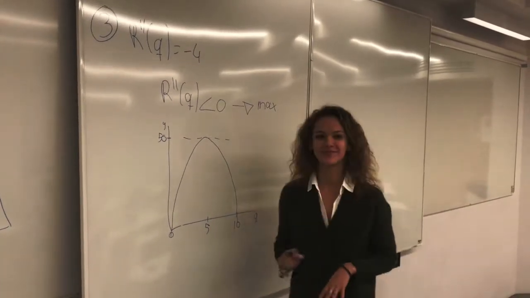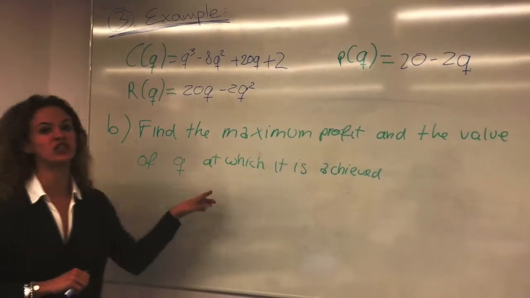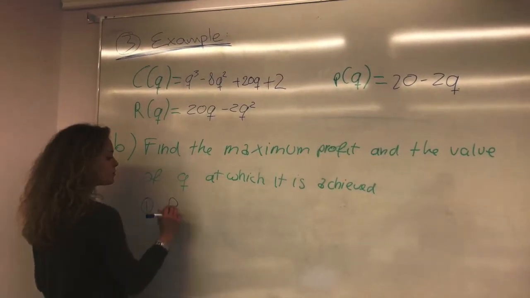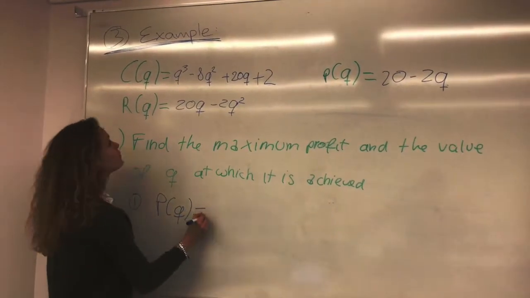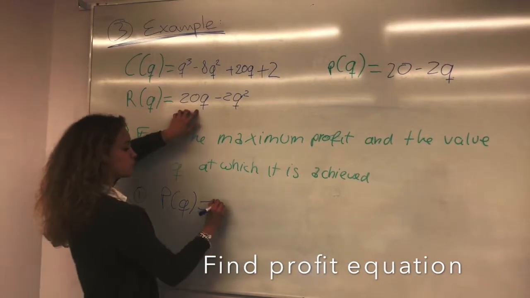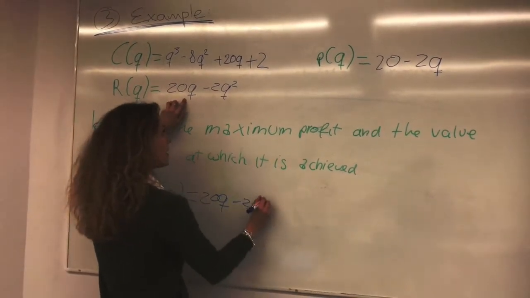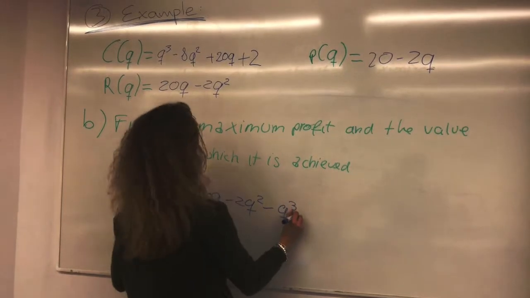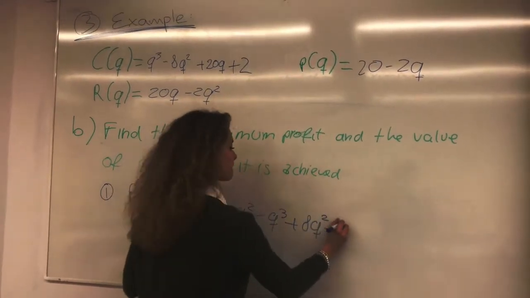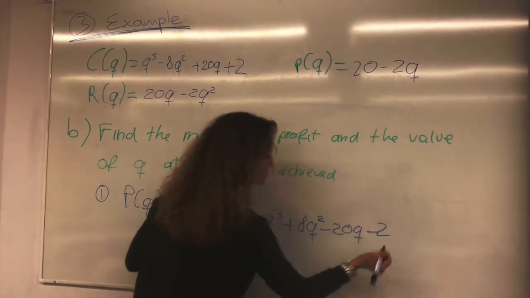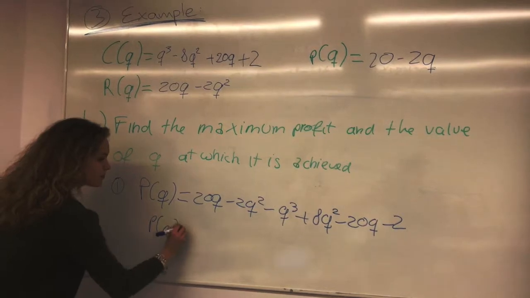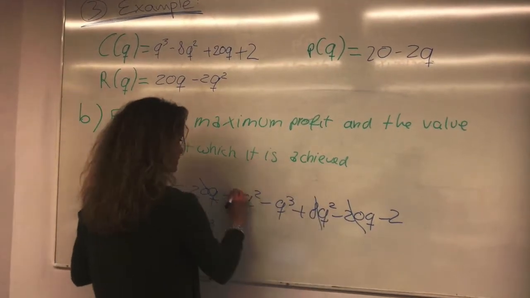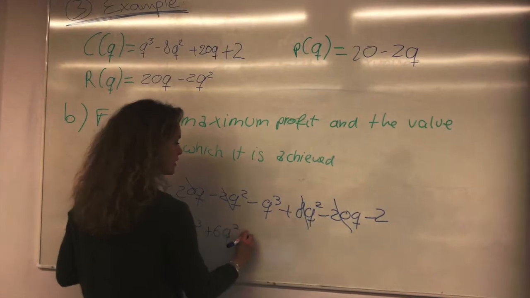So that was quantity. But instead, if we want to find the maximum profit and the value of Q at which it is achieved, we first of all need to find the profit equation, which is revenue minus cost, as we have seen before. To differentiate from price, we use capital letter B. So revenue minus cost: we have the revenue function we found before, minus the cost function. And since there is a negative sign in front, all the signs will change. Now we simplify. These two cancel because they have opposite signs. Negative Q to the power of 3 stays the same. This simplifies and becomes 6Q to the power of 2, minus 2.